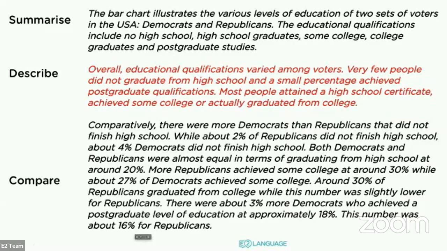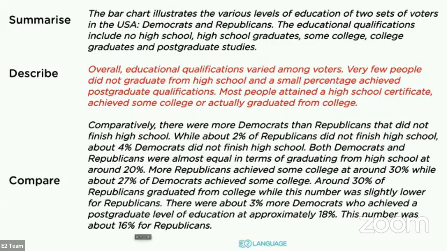Okay, let's read it again. And I want you to, while I'm reading this, to think about the graph itself. So my first sentence, overall, educational qualifications varied among voters. It did vary among voters because remember we had some that were 3%, some that were 22%, some that were 30%, etc. Second sentence, very few people did not graduate from high school. Okay, that was right at the left-hand side of your screen. And a small percentage achieved postgraduate qualifications. That was at the very right-hand side of your screen. So they were the smallest number of percentages.